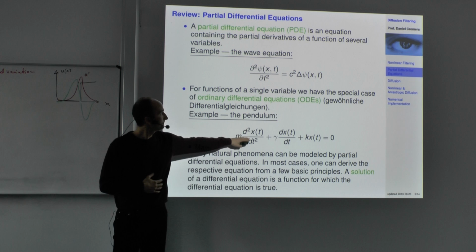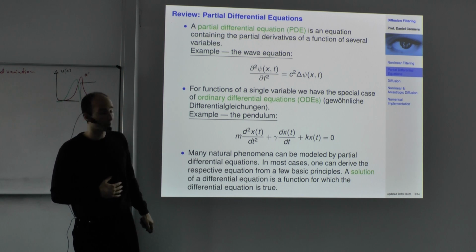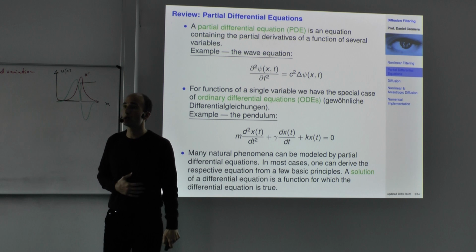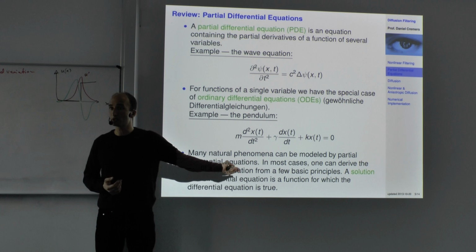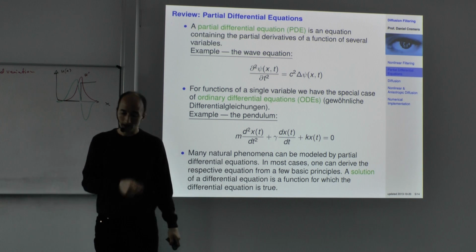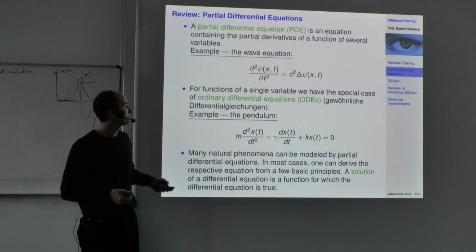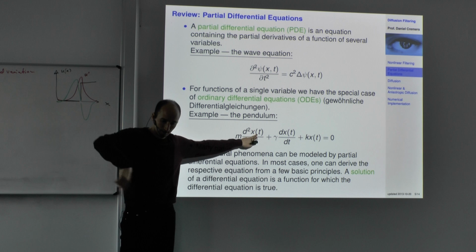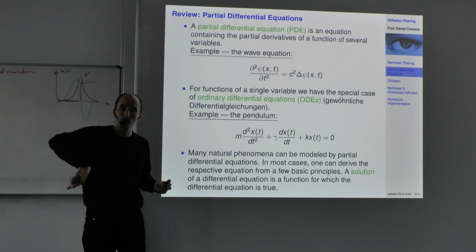This equation is a so-called ordinary differential equation. This is a particular subclass of partial differential equations, namely if I only have one single variable. And the pendulum, for example, has one variable. x is basically the location of the pendulum at time t.